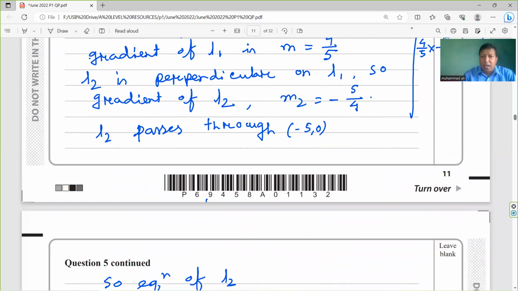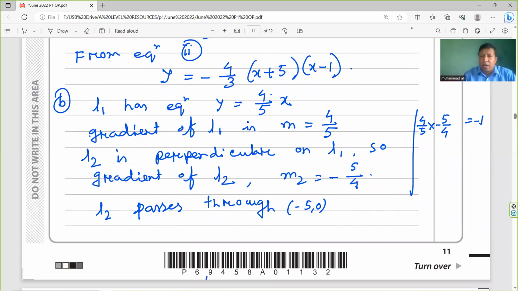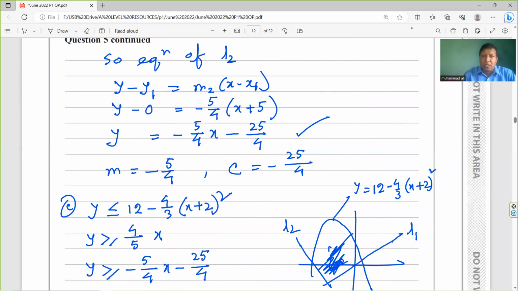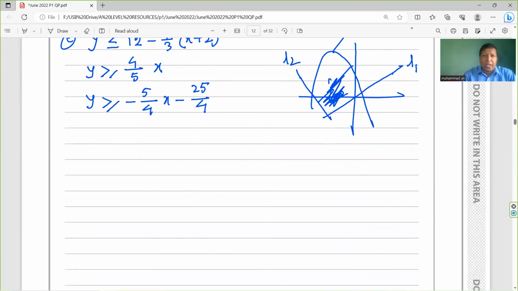So for the second line, L1 line is perpendicular, the L2 line gradient is the negative reciprocal, and we use the straight line equation formula, and finally we write down the inequalities.